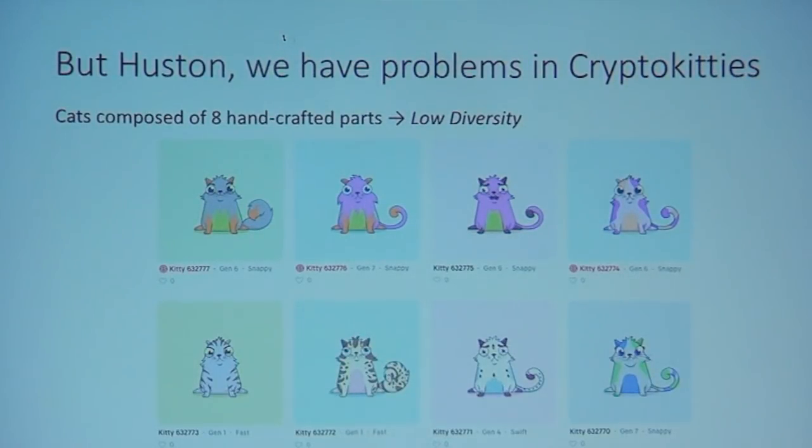CryptoKitties is interesting, but it still has a few issues. The obvious one is that a kitty is composed of 8 human-created parts, deterministically and handcraftedly determined by a few bits called the genome, stored on the blockchain. As you can see here, the diversity is quite low. All those cats look the same, except for the fur texture.